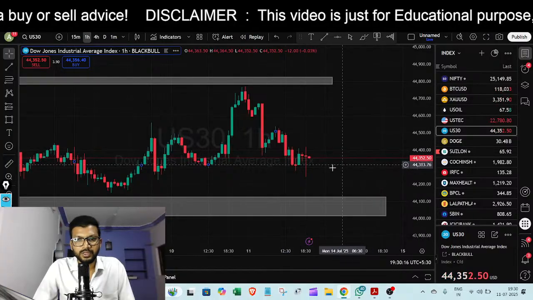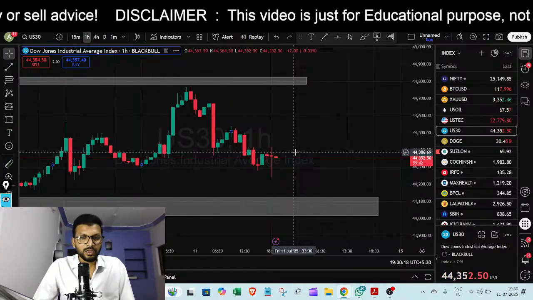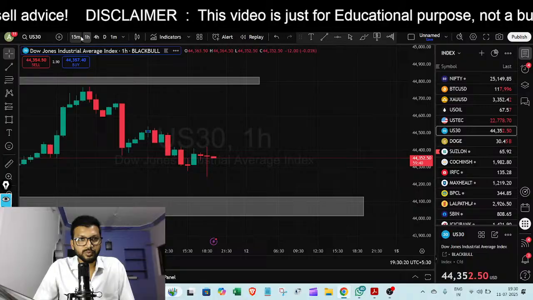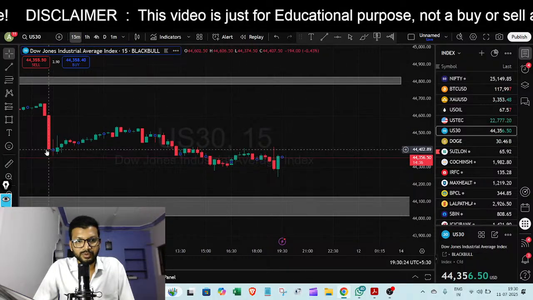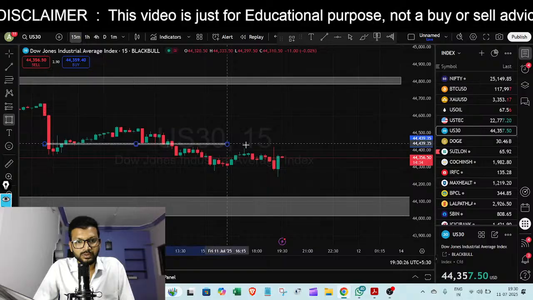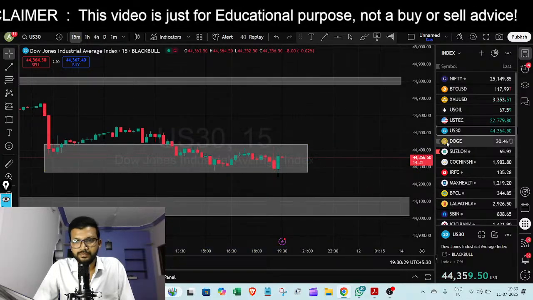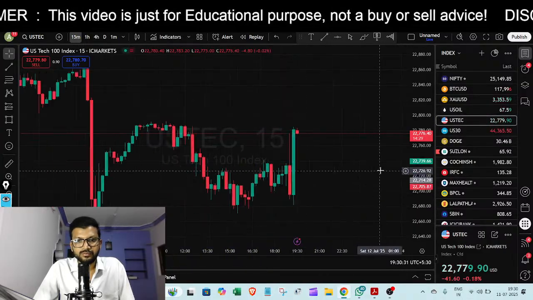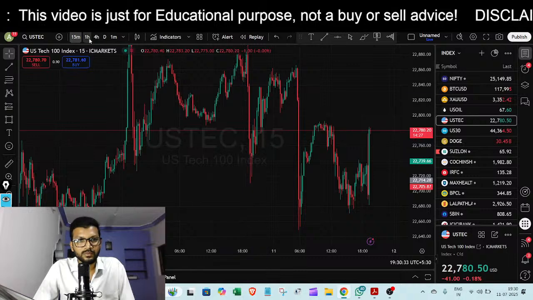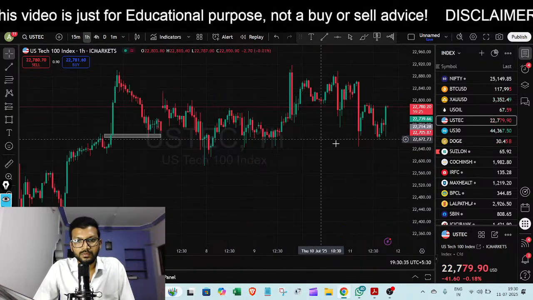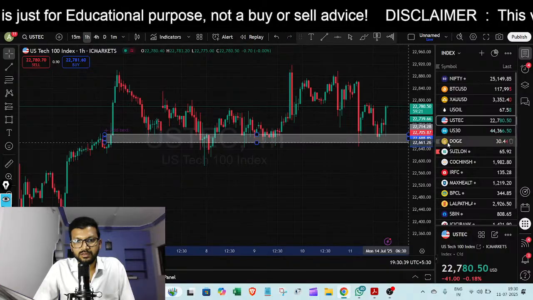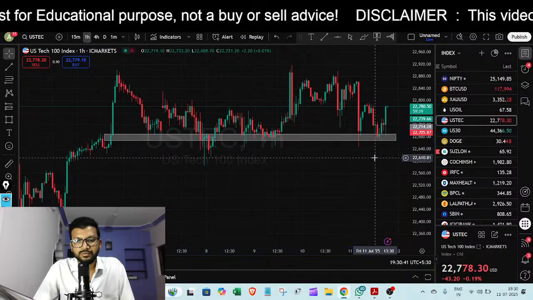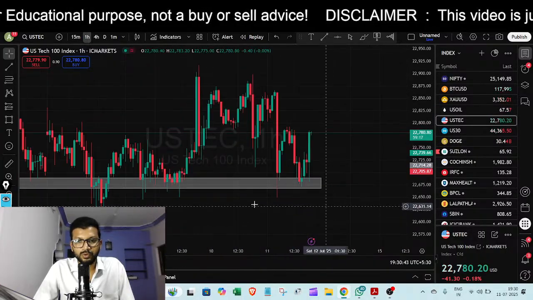So in US 30, as you can see, there is sideways movement in the market. There is no momentum at all. And if you look at the 15 minutes chart, the market is moving in the same range bound. And in US Tech, we can see the market bouncing back from the support.